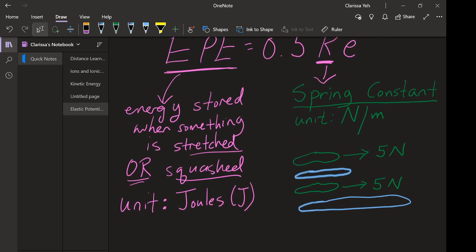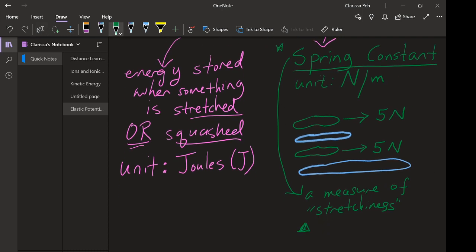The only difference between these two elastic bands, if their mass was the same, if their starting length was the same, and I've applied the same amount of force to both of them, is what's known as the spring constant, which is basically a measure of stretchiness, to put it plainly. It's how stretchy something is, and that's going to affect how much elastic potential energy is stored.